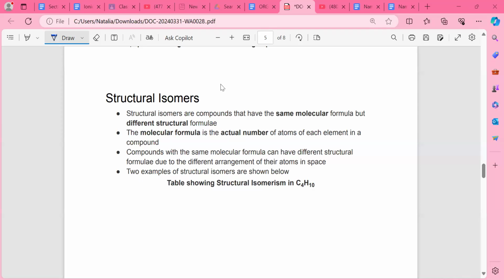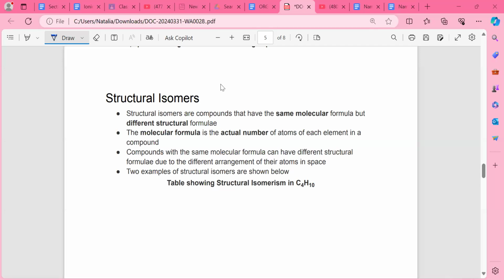All right, so now we are going to be looking at isomers, or structural isomers. These are compounds that have the same molecular formula, but structurally they are different. The molecular formula is really just a count of how many of each atom we have in there. So they have the same molecular formula but different structural formulas, due to the different arrangement of the atoms in space.